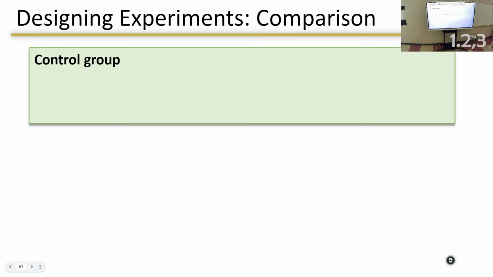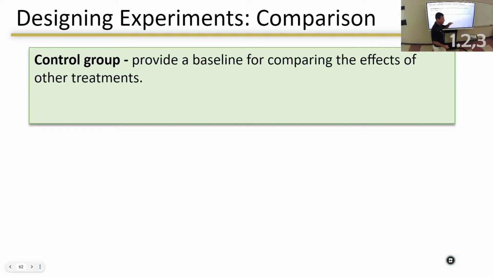All right, comparison. When we're doing experiments, guys, we need a comparison some way, some form, some fashion. We got to have something to compare it to. And so that's what the control group is, okay? That gives us our baseline. That gives us what we're comparing it to, okay?